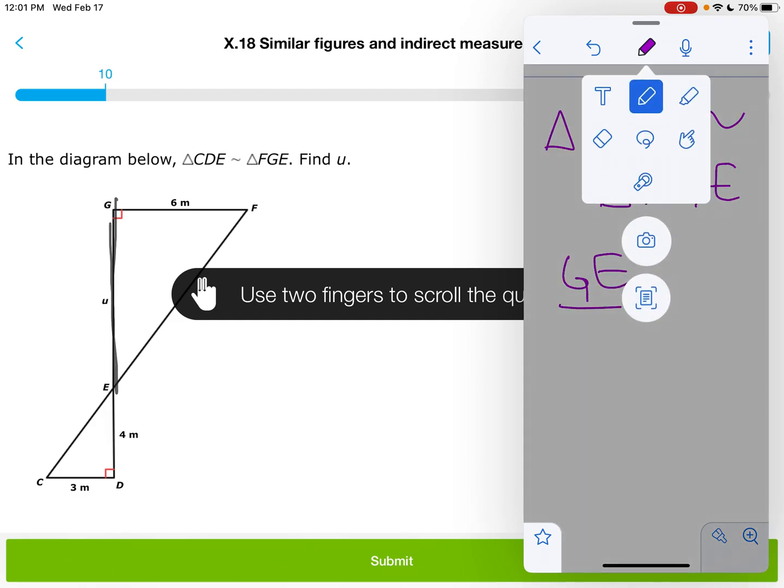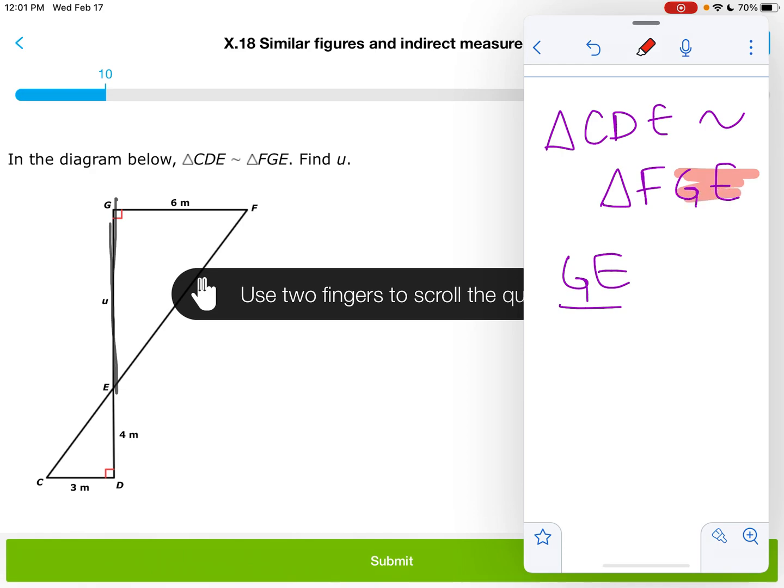Okay, so let's take a look here. GE is our last two letters. So that means it's similar to side DE. Okay, so that's the one that goes on the bottom. And that's equal to something that we still need to figure out. Now let's take a look at our first triangle. So triangle FGE, this one right here. What other side do we already know? Right, we know side FG. So that's what we write on the top.